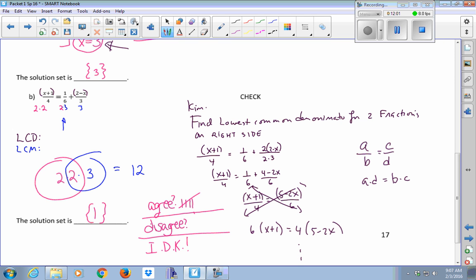Okay? So the lowest common denominator is 12, the lowest common multiple is 12, so why am I changing this wording here from denominator to multiple? And that's the key to today's class.